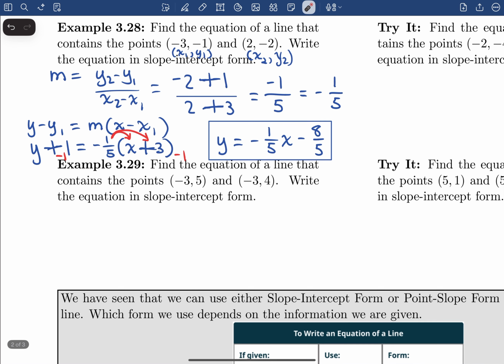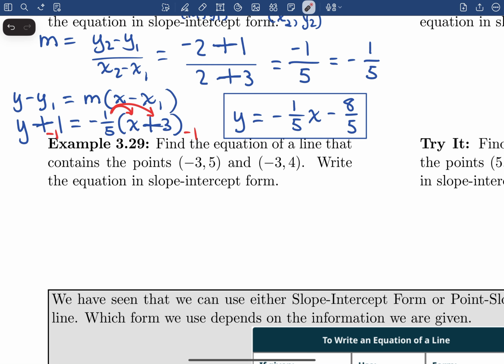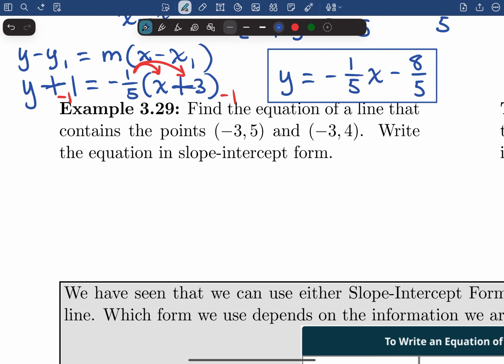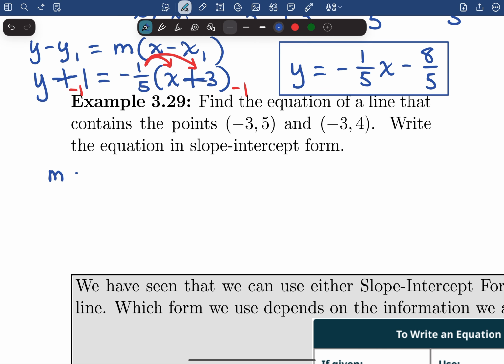Great. Let's look at example 3.29, which will give us another opportunity to go through this process. Here we go. Find the equation of a line that contains the points -3, 5 and -3, 4, and write the equation in slope-intercept form. Okay, so here I go. First, I want to find the slope, m. It's y2 minus y1 divided by x2 minus x1. And you could have called this first point x1 comma y1, and then the second point x2 comma y2 to help you. So you can write that out if you like.